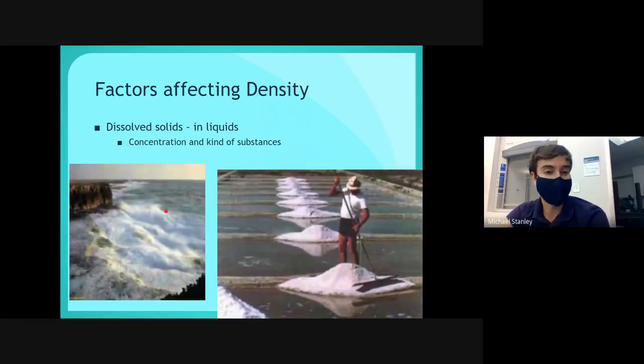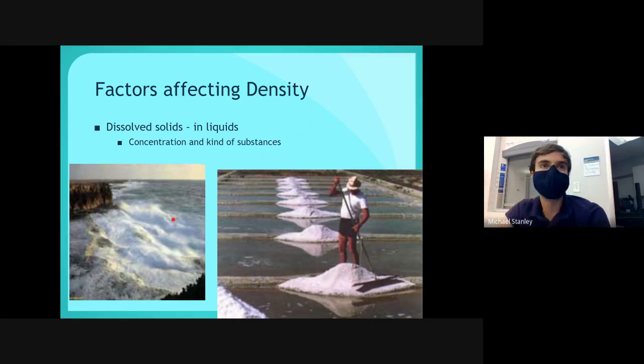And then another one that we already talked about was dissolving stuff in your liquid, like salt dissolved in water. So ocean water is more dense than fresh water. And there is actually even a type of water that is more dense than ocean water.